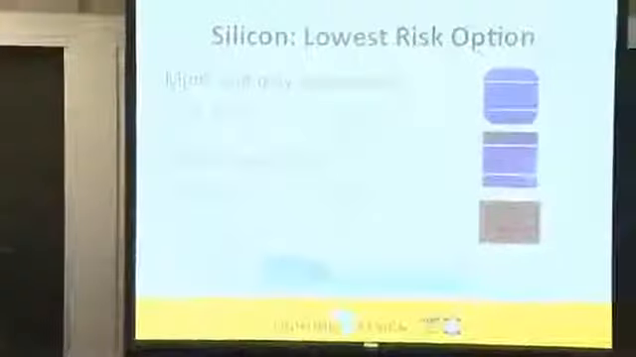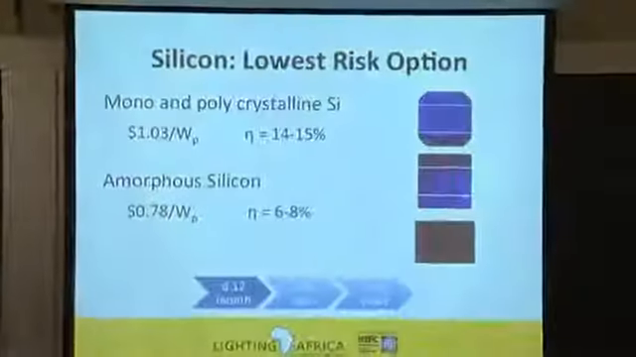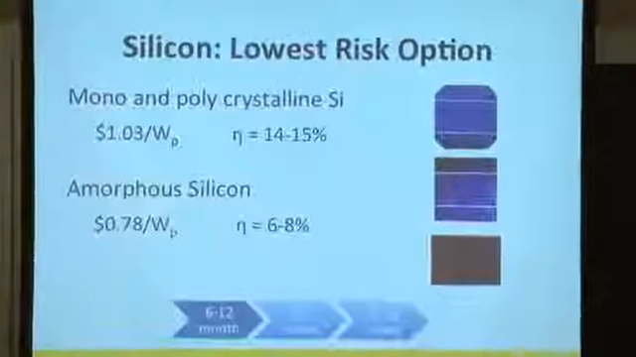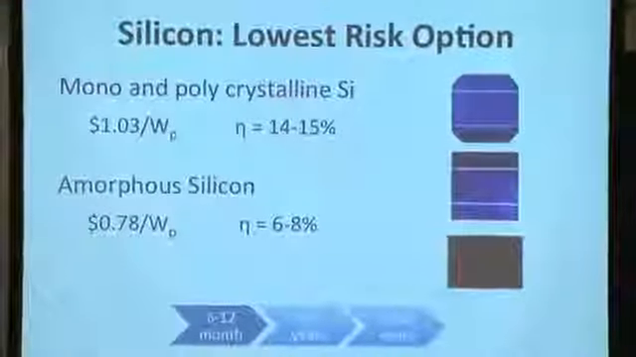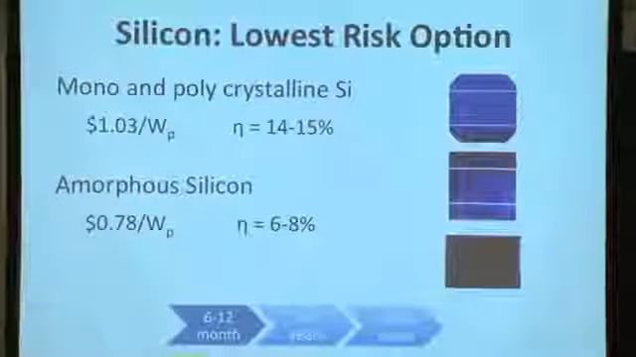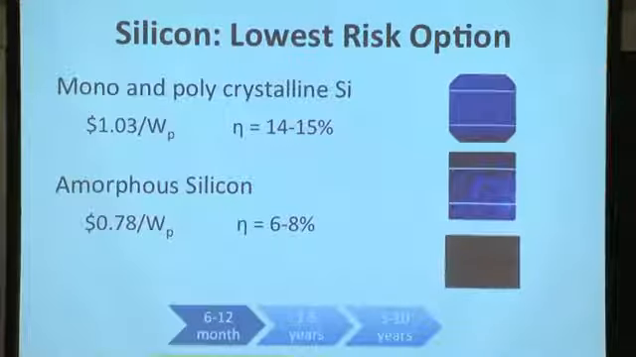So it's important to note that the Lighting Africa project doesn't actually manufacture photovoltaic devices. They actually cooperate with small companies which are risk averse, which means at least in the next 12 months, they're interested in the most established manufacturing infrastructure. For that reason, in the 6 to 12 month range, we've just looked at silicon. So we've compared mono and polycrystalline silicon with amorphous silicon.